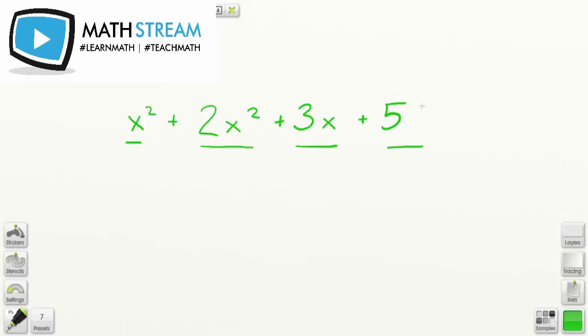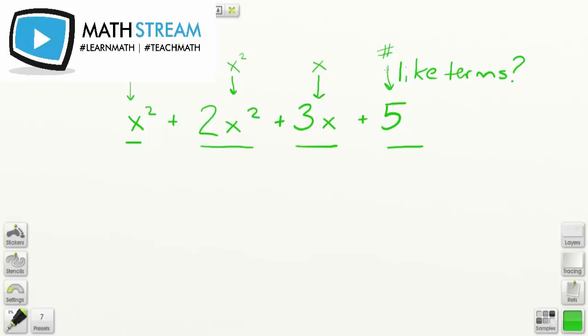The question I want to ask myself is, are there any like terms? That means, do I have any that look the same? So right here I have a term that involves x squared, and it's important that I don't just call this an x, I call it an x squared. An x and an x squared are 2 completely different mathematical pieces of information. So I label the first as a term that involves x squared. I label the second one another term that involves x squared. The third term involves x, and the final term is numeric. It doesn't have any x's involved.